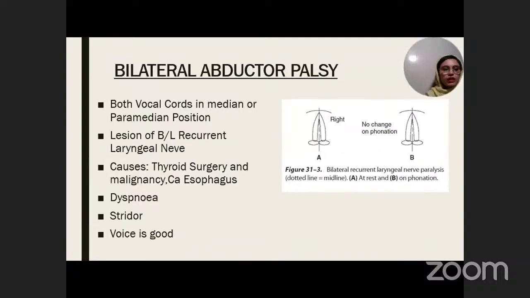Now we will discuss bilateral abductor paralysis. In this case, both vocal cords will lie in the medial or paramedian position, and lesions of the bilateral recurrent laryngeal nerve occur. Most commonly it occurs in thyroid surgeries, pregnancy, and CA esophagus. Bilateral vocal cord paralysis presents with symptoms of airway compromise that range from mild to, more commonly, dyspnea and stridor. Voice quality is often mildly affected as the paralyzed vocal cords tend to assume their natural position during phonation.